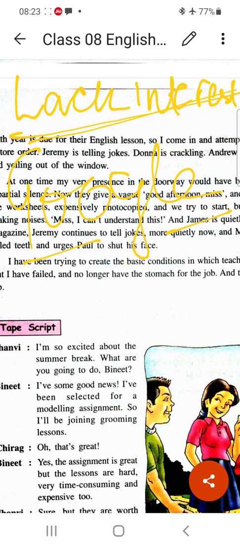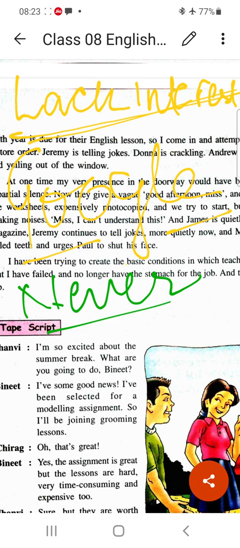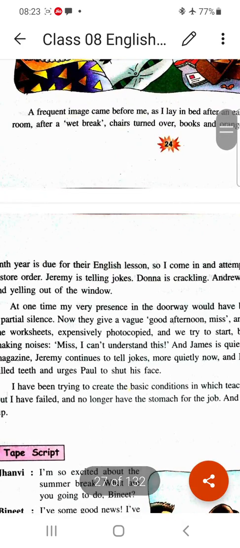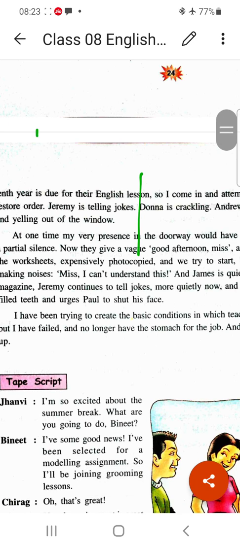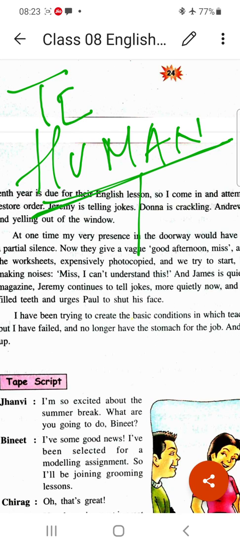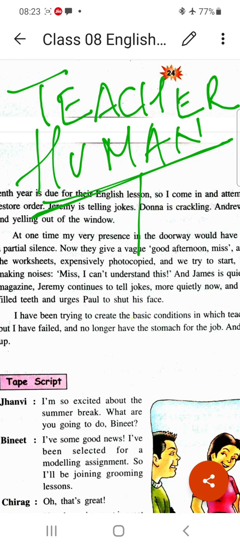But what I think is that you should never forget that Google is a machine which has been made by a human. Google has not made human. Human has made Google. And in every walk of life, you need teachers always and ever. I am the one to validate the fact of what Google is saying.